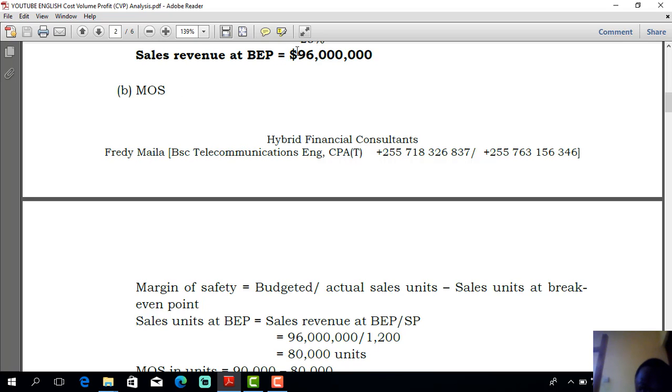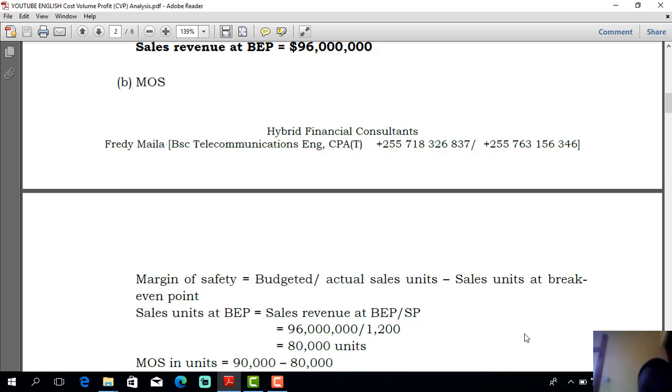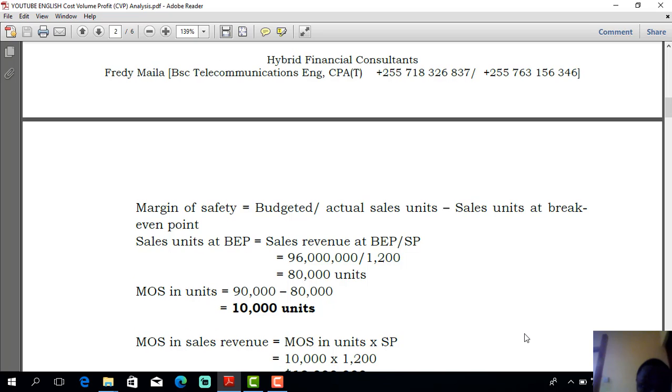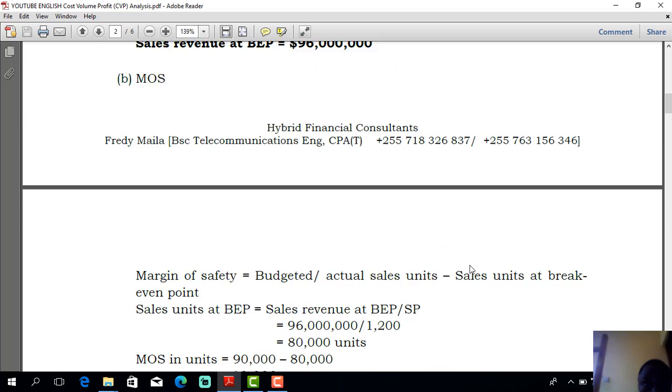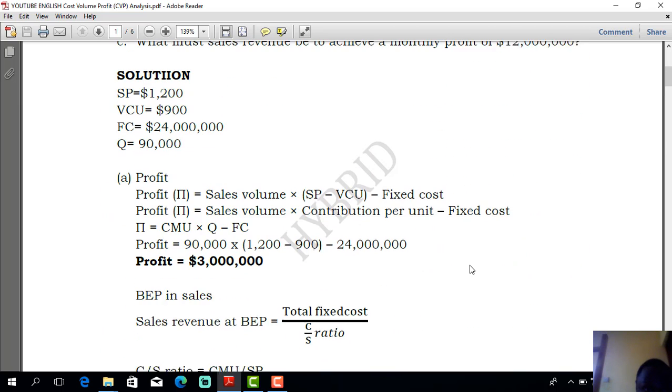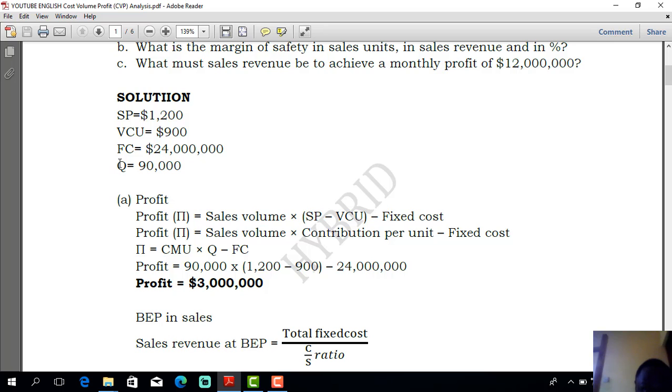And what was our sales revenue? Here, 96 million. Selling price 1,200. So you divide them and you obtain 80,000 units. And then we need the margin of safety. So margin of safety, we break even at 80,000 units, but actually we budgeted to sell 90,000 units. This is what we budgeted.